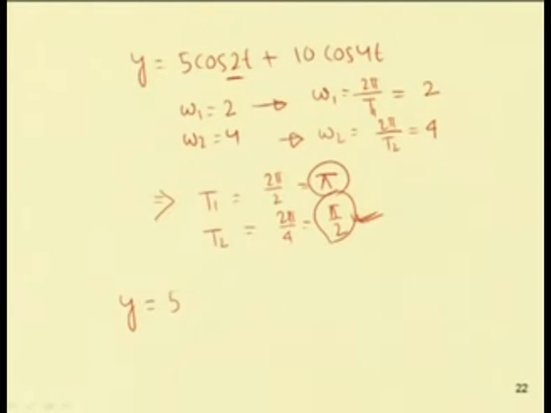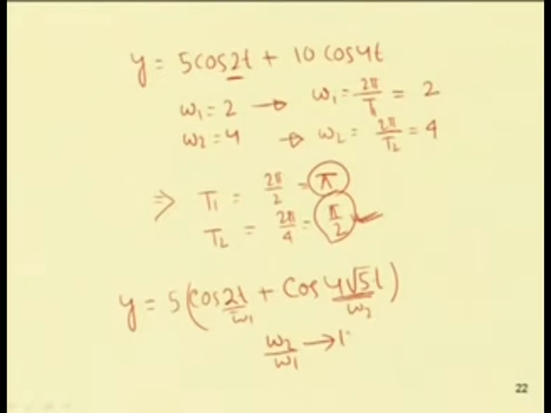And in case of a quasi periodic response, it is written in this form: 5 cos 2t plus cos, I can take an irrational number, root 2, root 5, root 3, where the division between this and this, that is omega 2 by omega 1, should be an irrational number. So, if it is an irrational number, then we will get quasi periodic or aperiodic response of the system.